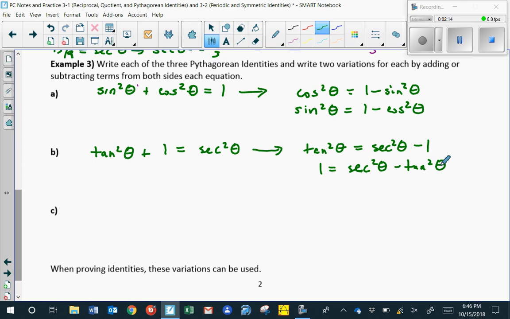Okay, our third Pythagorean identity comes from dividing the original by sine squared of theta. Sine squared of theta divided by sine squared of theta is 1. Cosine squared of theta divided by sine squared of theta is cotangent squared of theta. And 1 divided by sine squared of theta is cosecant squared of theta.